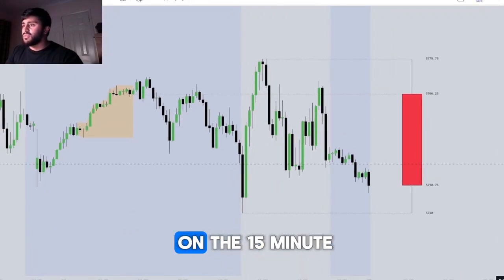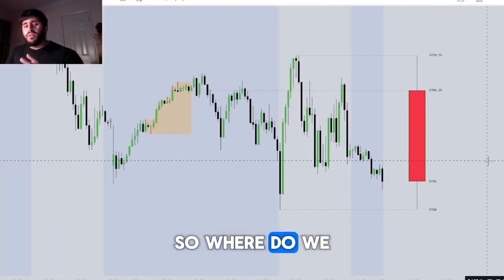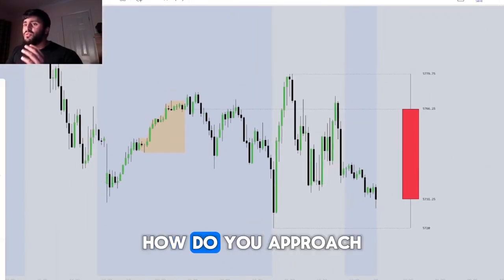Off right now. So this is ES on the 15-minute time frame. So where do we look for, right? What is your main entry model? How do you approach the charts, right?